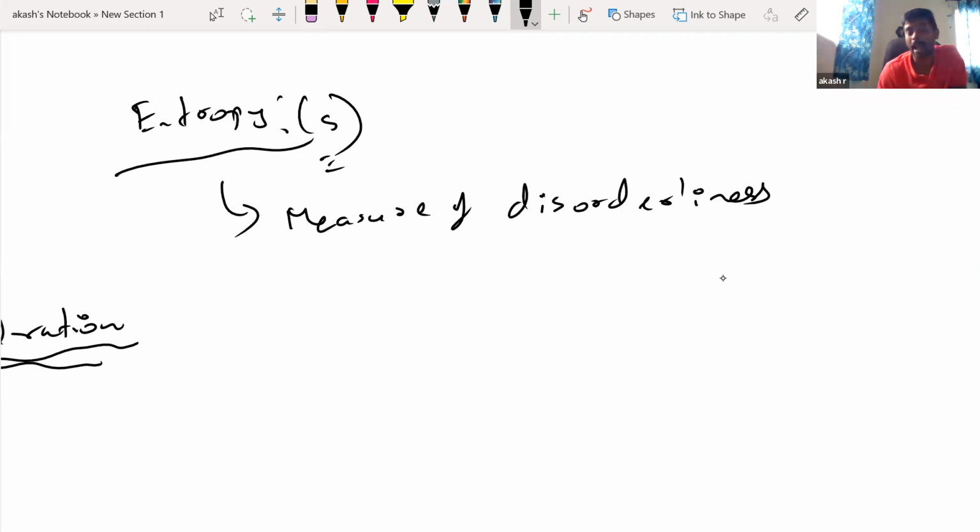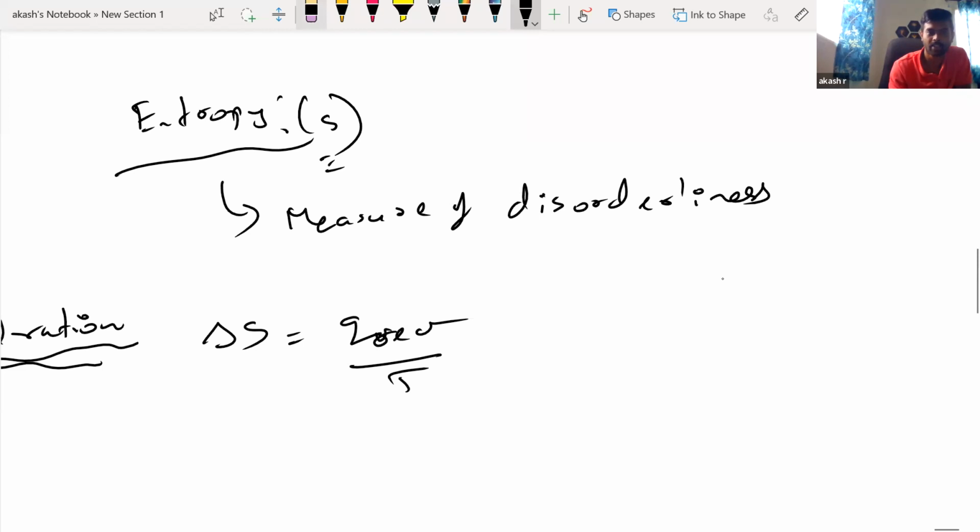We know that we will not be able to measure the absolute entropy, the S value directly, but what we'll be able to measure is delta S, the change in entropy. And I even gave you a formula for this, Q reversible by T. We have to assume that the process is reversible, mathematically. That's what we need to do.